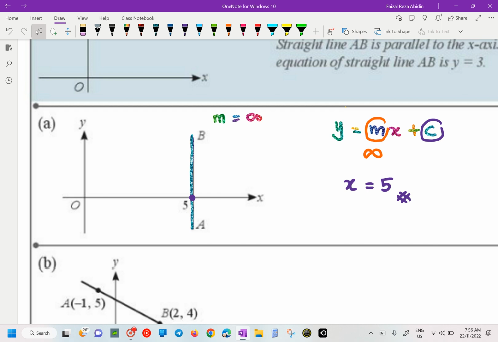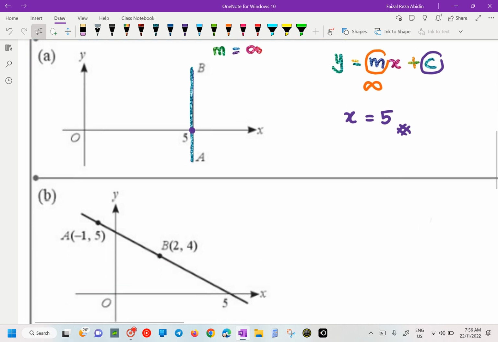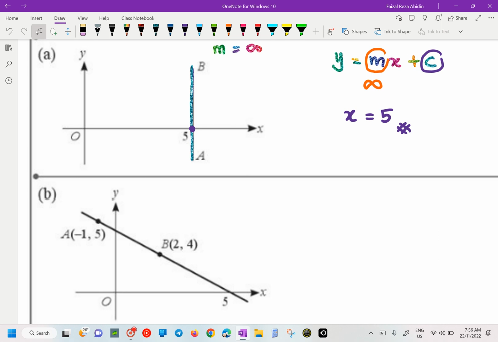Now if you look at B here, what do you have? You have A and B, isn't it? Two points, A and B. So if we are going to find our equation of a straight line, y equals mx plus c, what must we find first? Our gradient. How to find the gradient?